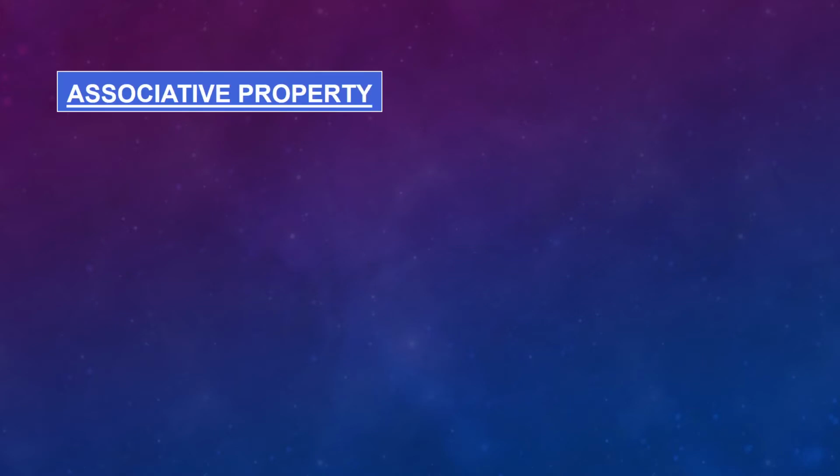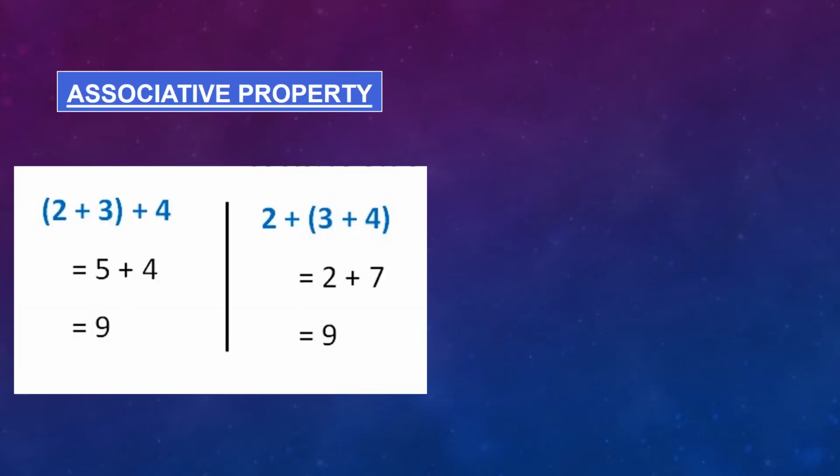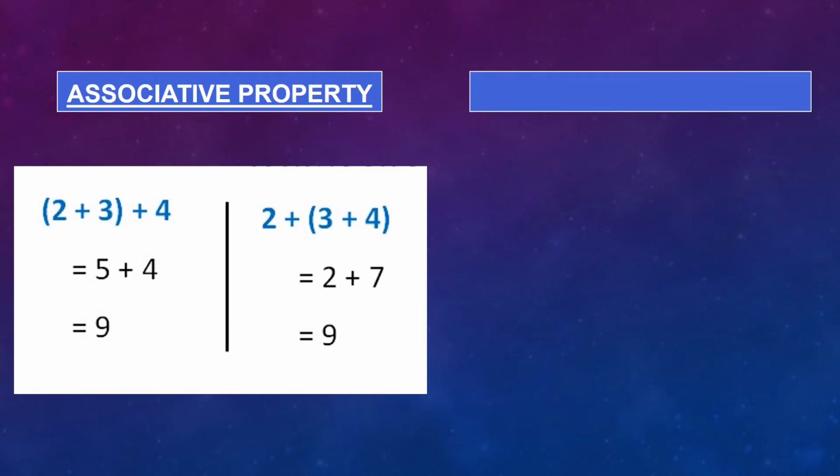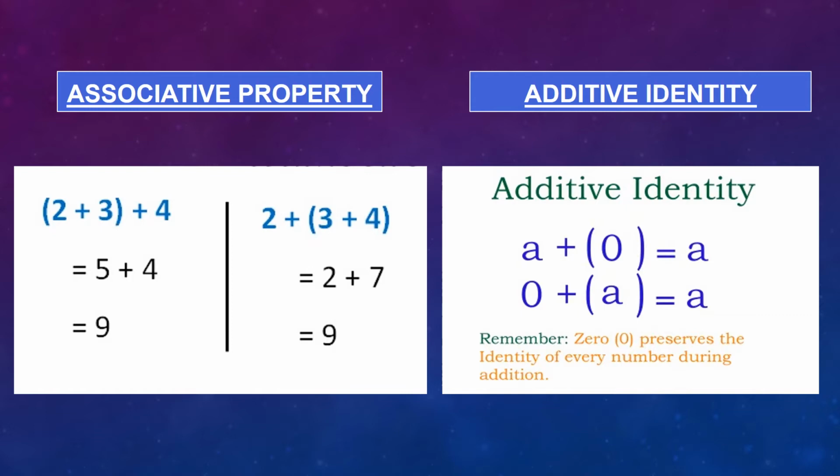One more example of associative property. (2 plus 3) plus 4, which is equal to 5 plus 4, which is equal to 9. Other way of grouping, 2 plus (3 plus 4), which is equal to 2 plus 7, which is equal to 9. So, the sum is same regardless of the grouping. Next is additive identity. Any whole number when added with 0 gives the same whole number. 0 preserves the identity of every number during addition. So, 0 is the additive identity of whole numbers.